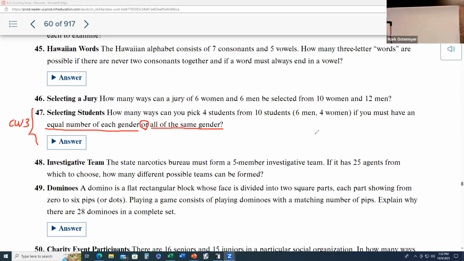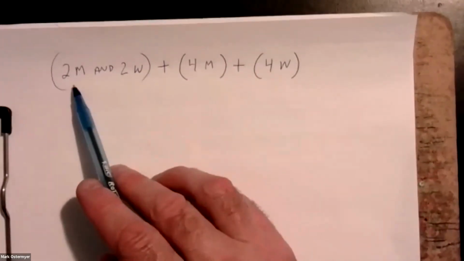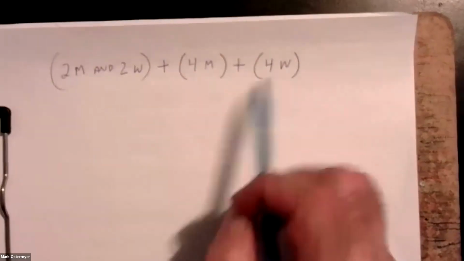Now, to have an equal number of each gender, we could have 2 men and 2 women. That's a possibility. Or, which means we're going to be adding, we could have all the same gender. We could have 4 men, or we could have 4 women. So in general, this starts to give us an overview as to where we're going to go with this whole thing here. We could have a committee that has 2 men and 2 women, or 4 men, or 4 women.